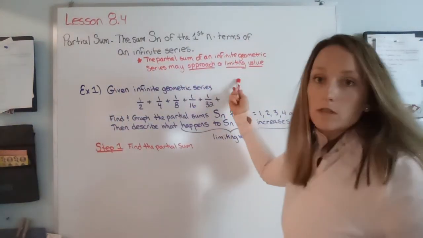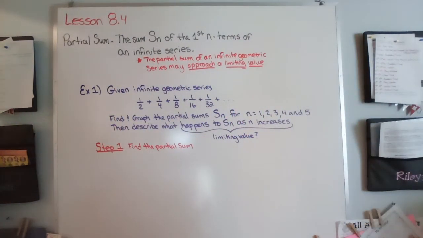First thing I'm going to talk about is partial sum. Partial sum, the sum S sub n for the first n terms of an infinite series. The partial sum of an infinite geometric series may approach a limiting value. We're going to talk about that in the first example.